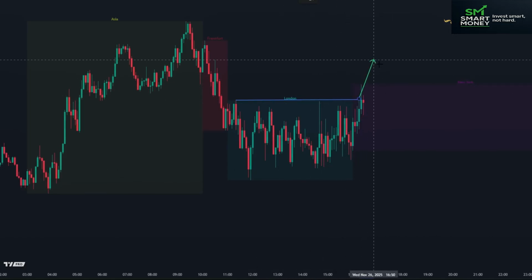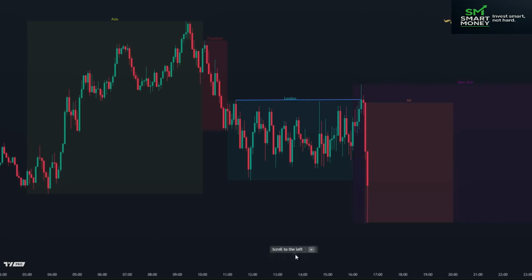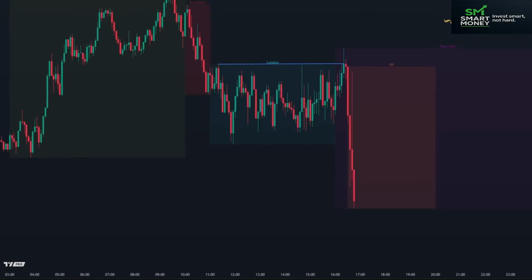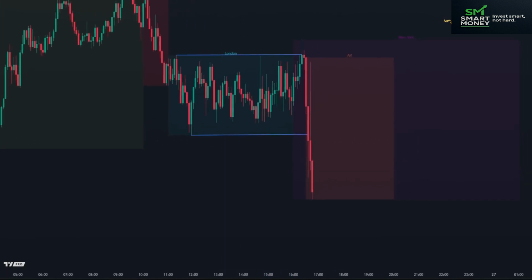Retail traders jump in with aggressive buy positions because price broke above a double top. And to them, that looks like a bullish breakout. But immediately after clearing the buy-side liquidity, price reverses sharply in the opposite direction and takes out the London low as well. With that move, both early buyers and early sellers get stopped out.